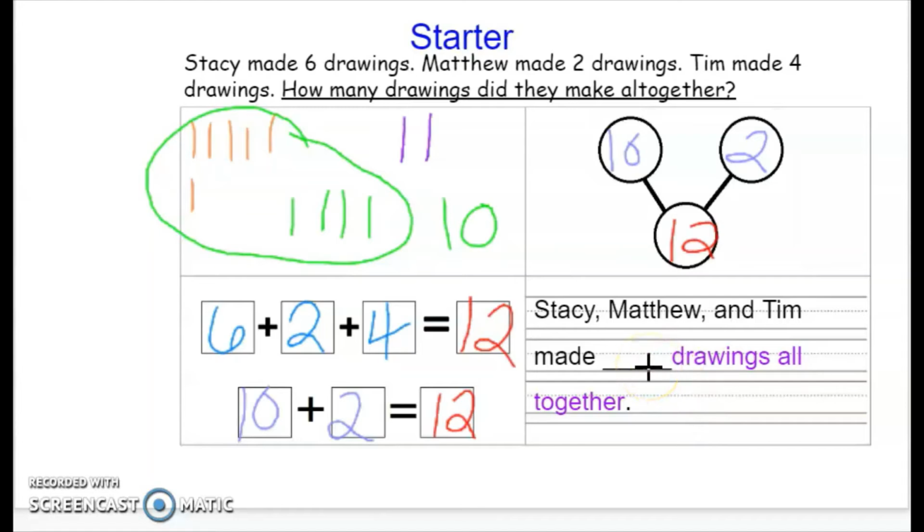Our question asked us, how many drawings did they make all together? And we always use complete sentences to answer questions. Stacy, Matthew, and Tim made 12 drawings altogether. Drawings is our unit because it's the thing that we're counting. And 12 is our solution. It's also our total or our whole. Great job, my friends. Let's go ahead and go straight into the teacher model.